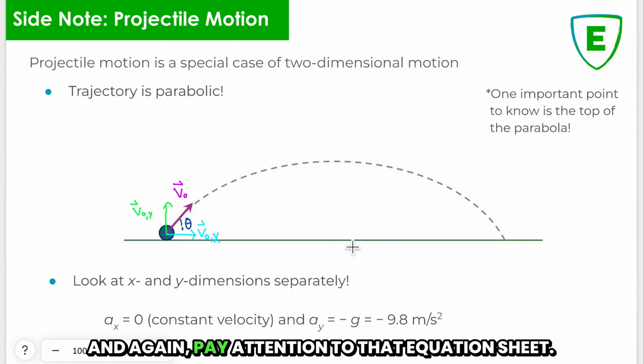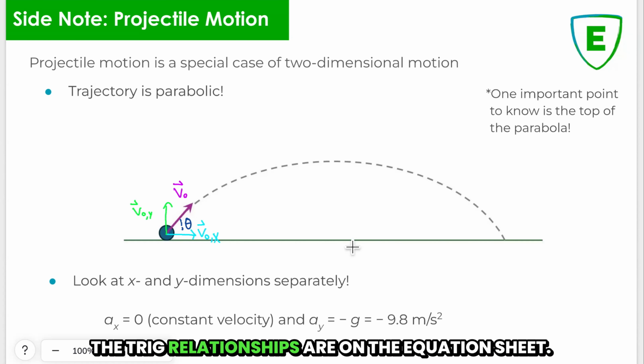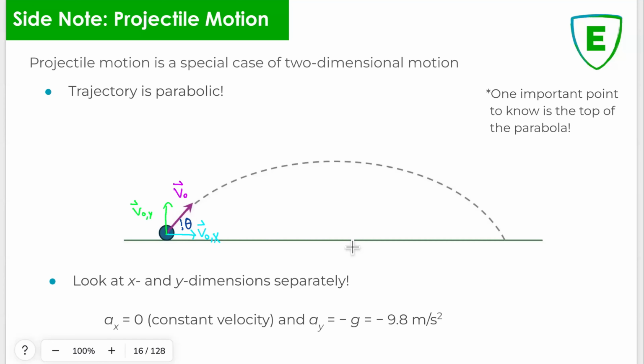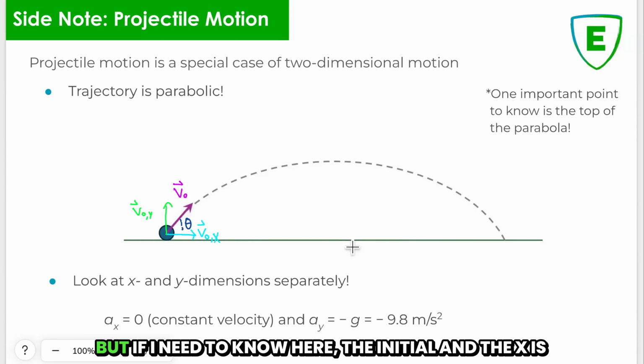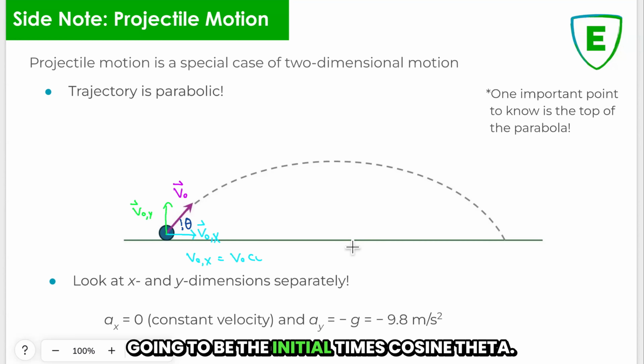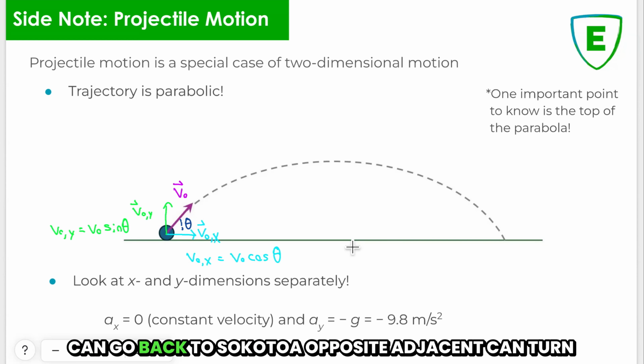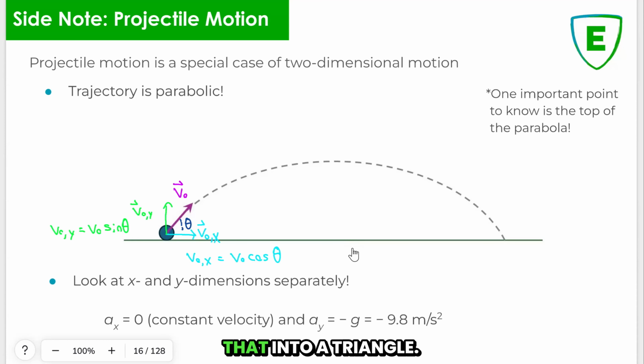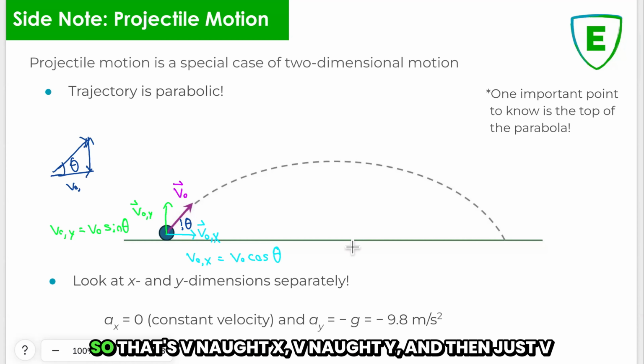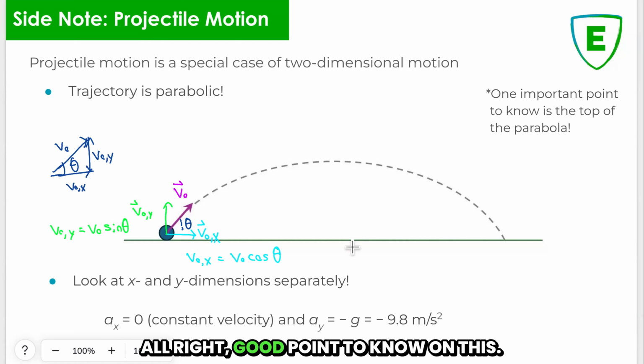And again, pay attention to that equation sheet. The trig relationships are on the equation sheet, so you can use that to help review. If I need to know, the initial velocity in the x is going to be the initial velocity times cosine theta. And for the y, that component is the initial velocity times sine theta. You can go back to SOHCAHTOA: opposite, adjacent, and turn that into a triangle. There's the angle. So that's our vector, that's a vector, that's a vector. So that's v naught x, v naught y, and then just v naught. All right, good point to know on this.